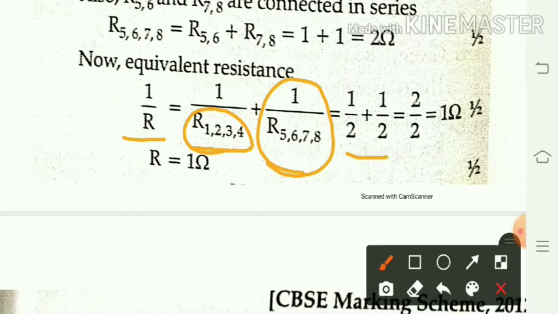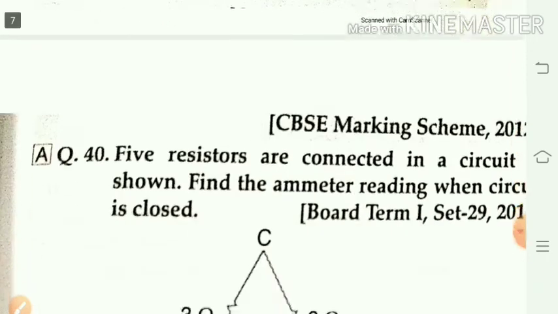So, equivalent resistance: 1 upon R is equal to 1 upon R1234 plus 1 upon R5678. These values are 1 by 2 plus 1 by 2. It becomes equal to 2 by 2. Again, it becomes equal to 1 ohm. Therefore, the total resistance of this whole diagram is equal to 1 ohm.